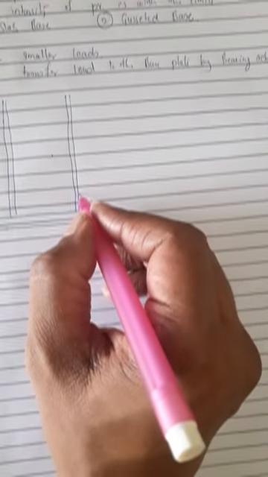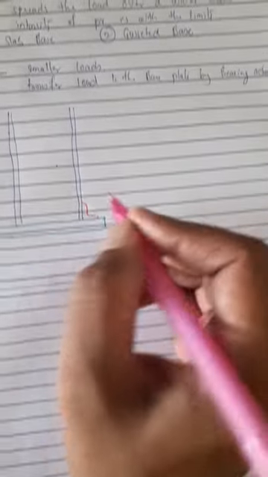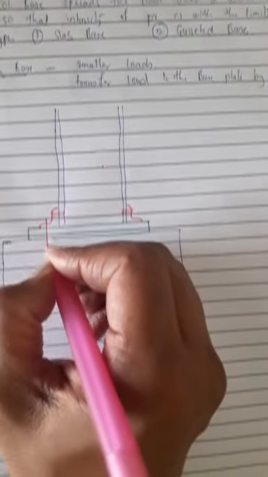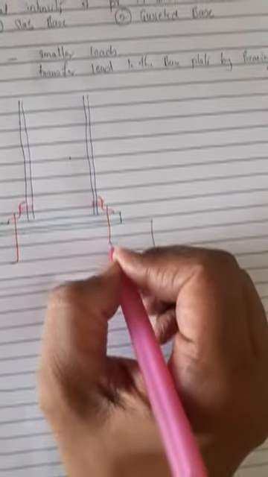Now how to connect them? The basic connection between column and base plate is made by providing cleat angles like this. These cleat angles are connected to the flanges. Now I need to connect these cleat angles to the base plate and column, and that is done by providing anchor bolts.